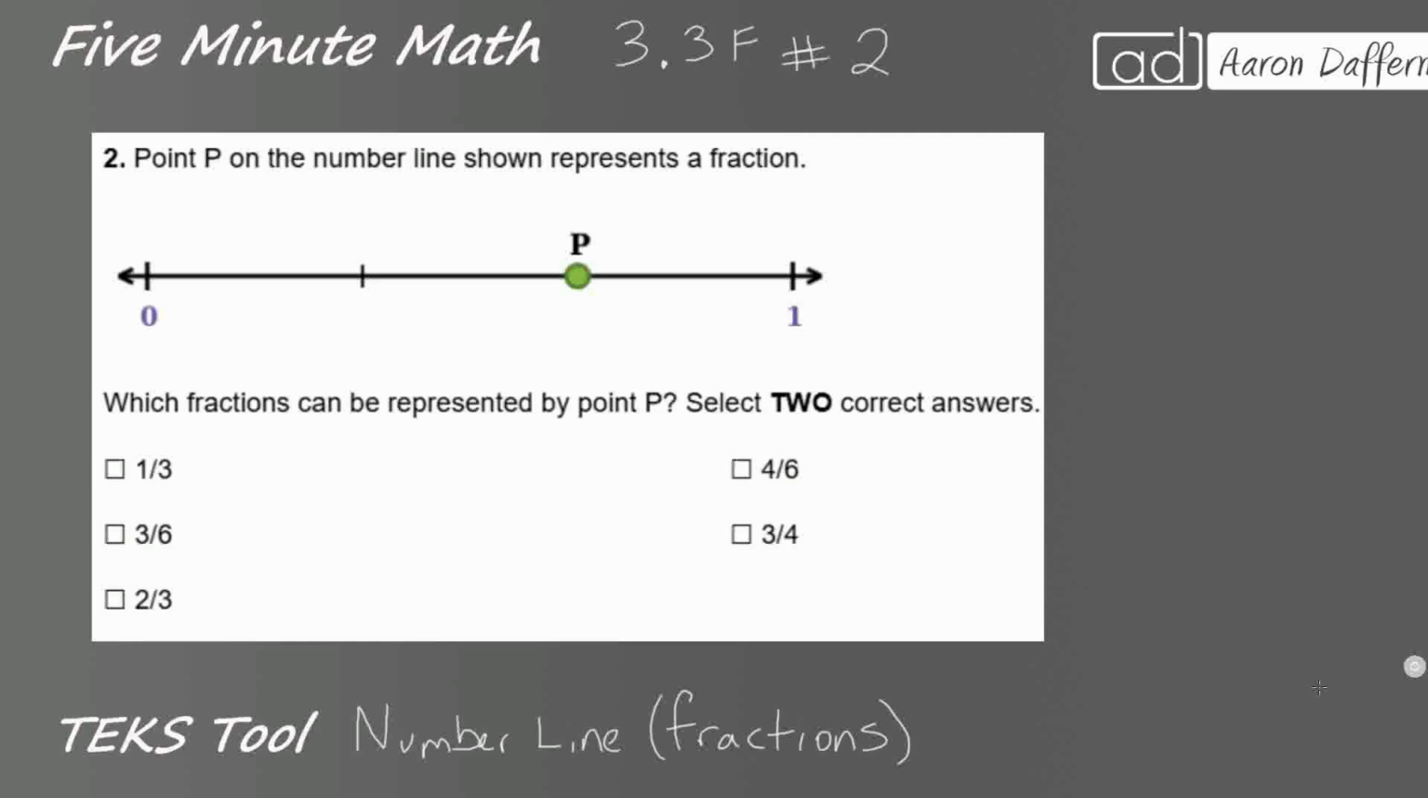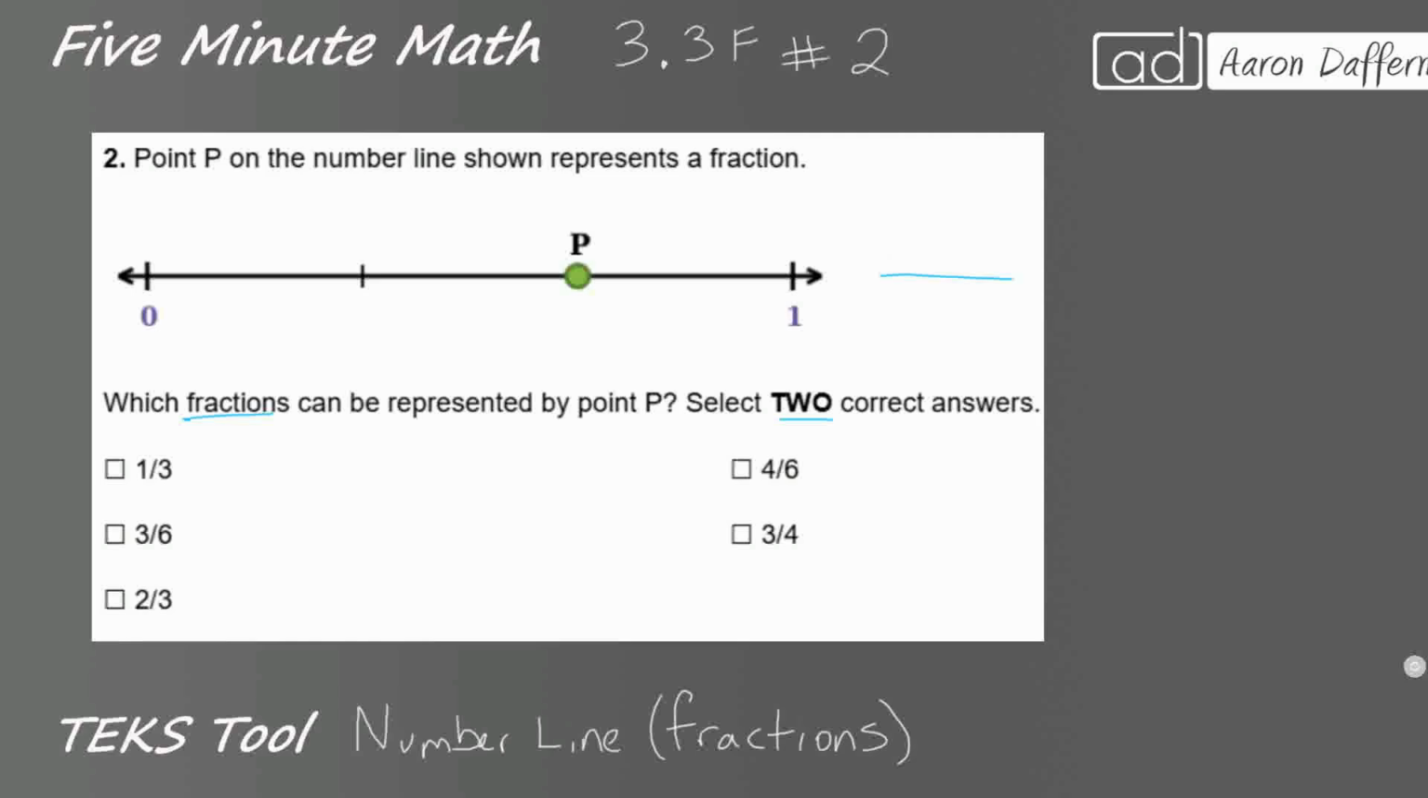All right, so we've got point P on a number line, and look what it says. Which fractions, so more than one, and we need to select two correct answers. Okay, so we need to find equivalent fractions that can represent point P. The first one should be fairly easy. We want to take a look at a numerator and a denominator.